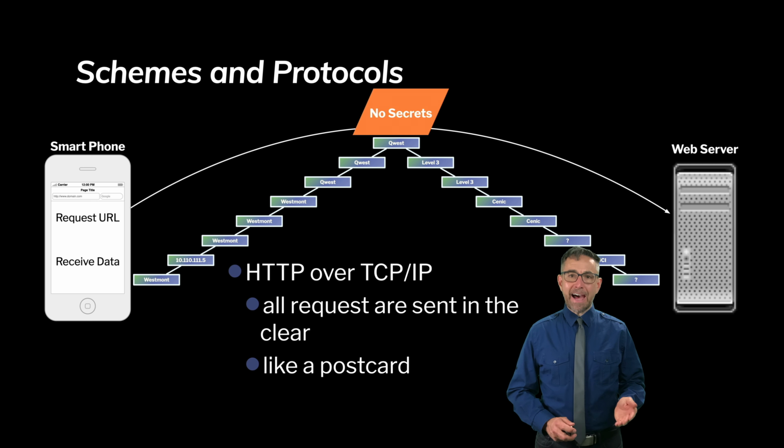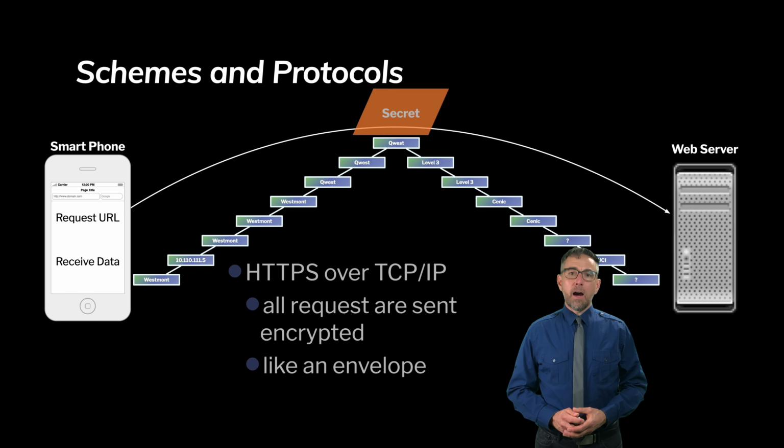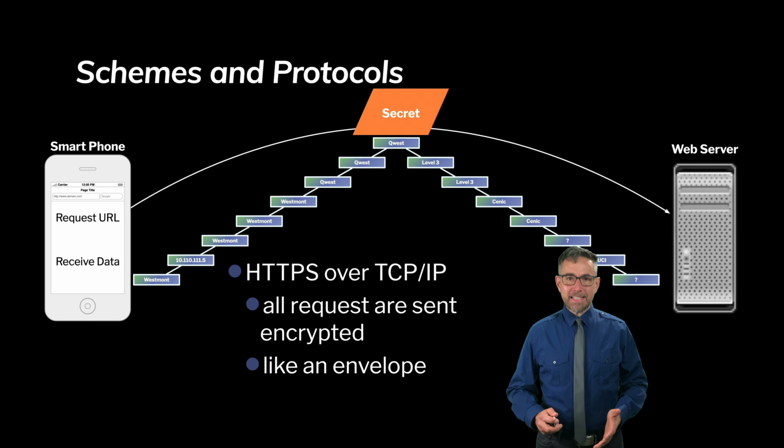All the information is passed from all those 15 computers all the way to the web server, and any one of those 15 servers is able to read the information that's in that packet. This is like sending a postcard through the mail. Any carrier that picks that physical postcard up and looks at it can read the contents of the postcard, not hidden. We can also talk about the scheme HTTPS, or Hypertext Transfer Protocol Secure, also sent over TCP/IP, but in this case, all of the requests are encrypted. And so this is a little bit more like a physical envelope.